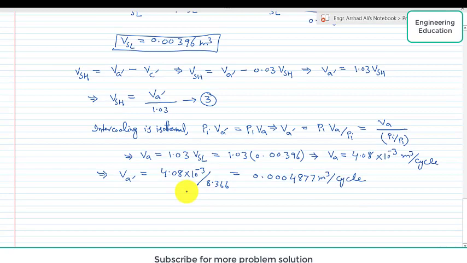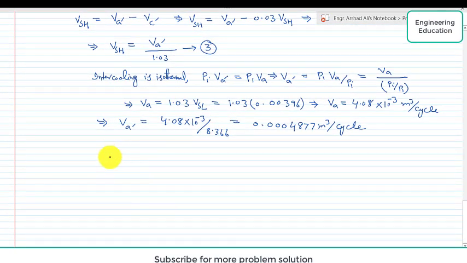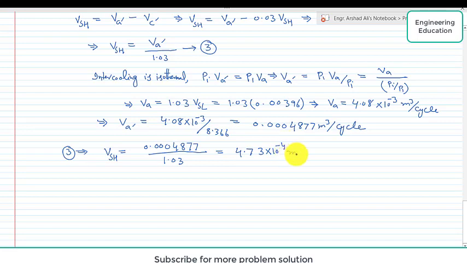So now it's very easy. Swept volume of the high pressure cylinder will be 0.0004877, actually from expression 3 it will become divided by 1.03. So simplifying this we get 4.73 into 10 raised to power minus 4 cubic meter. So this is the swept volume of the high pressure cylinder, or we can write it like this, that the swept volume of the high pressure cylinder is equal to 0.000473 cubic meter.